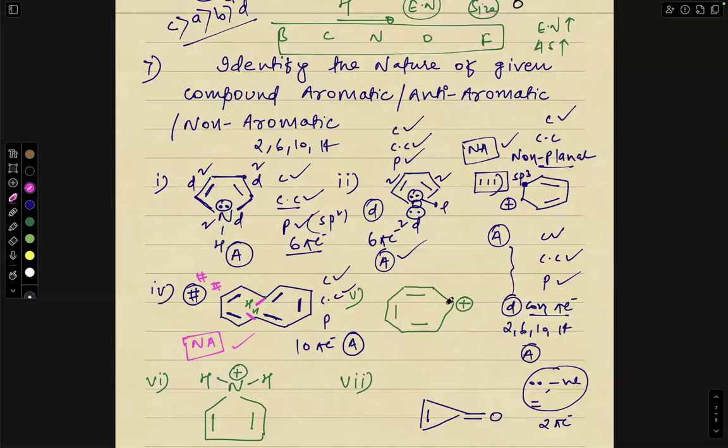Now the next case, fifth: cyclic, cyclic conjugated, planar. How many conjugated pi electrons? 2, 4, 6. So 6 pi electrons means aromatic.